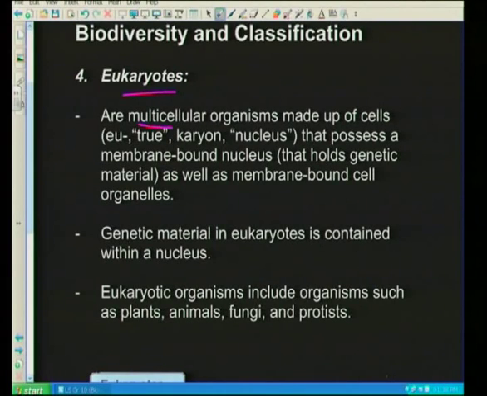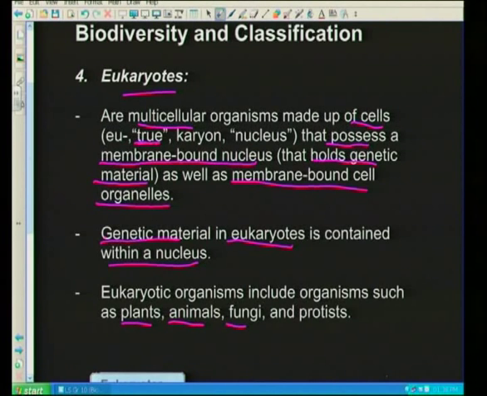Eukaryotes are multicellular, meaning many cells, made up of cells which are true, that possess a membrane-bound nucleus that holds the genetic material as well as membrane-bound cell organelles. The genetic material in a eukaryote is contained within a nucleus. What are eukaryotes? They are the plants, the animals, the fungi, and the protista.